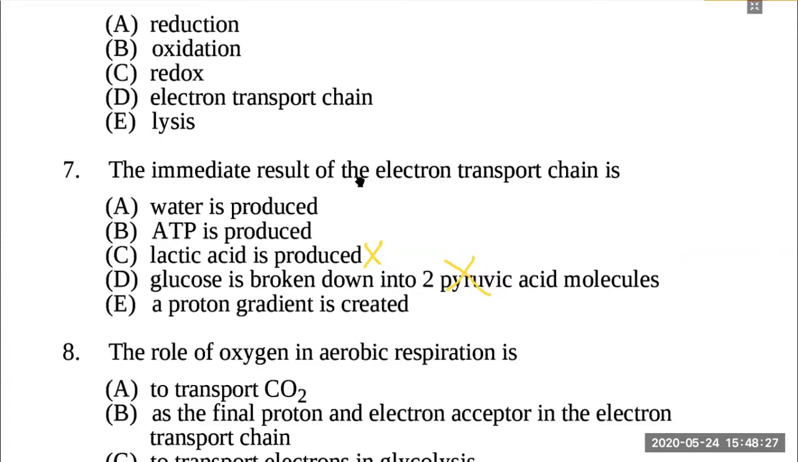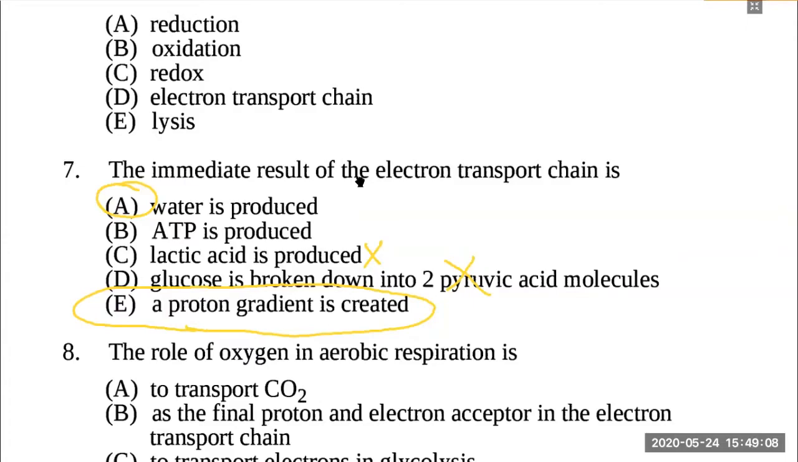A proton gradient is created. Yes, that's the answer for the question, because when this proton gradient is created, which is the immediate result of the electron transport chain, then ATP molecules will be produced. And we know that during the Krebs cycle process, ATP is the final result of all of these processes during cellular respiration.